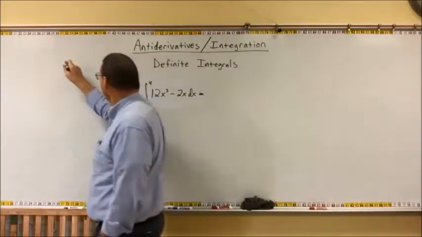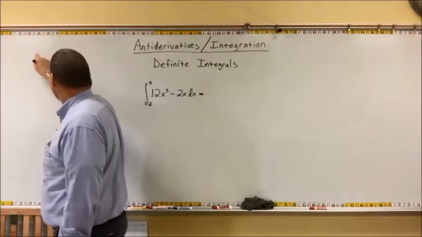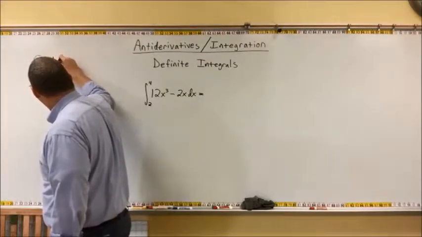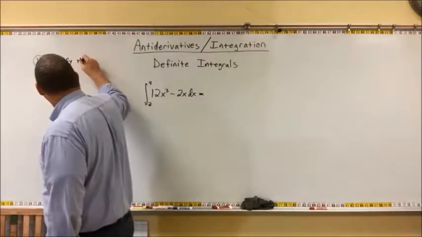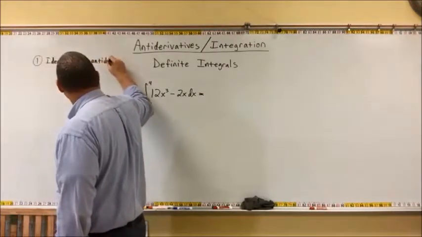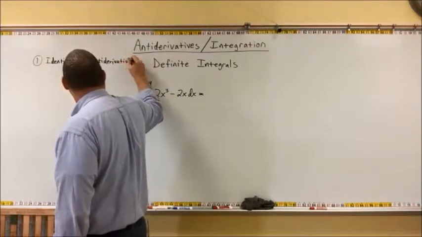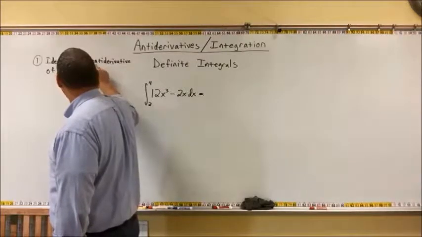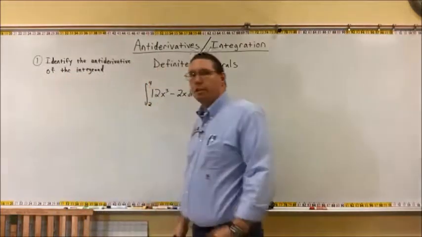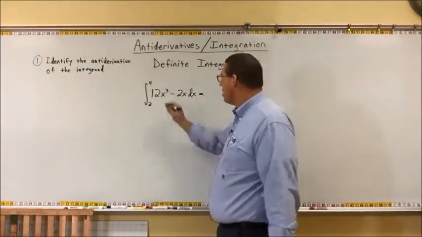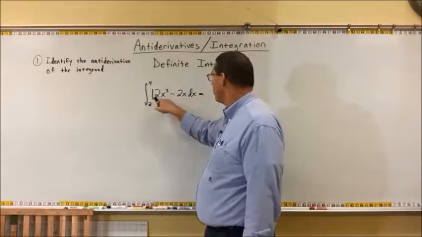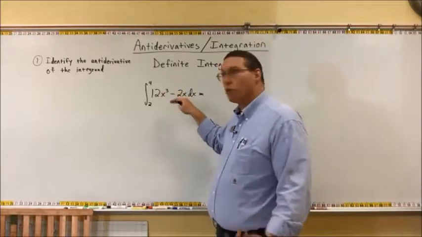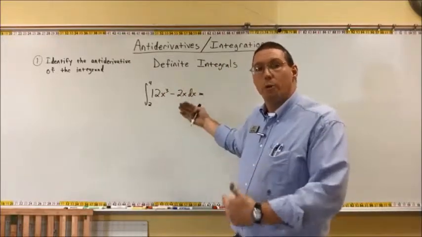Your very first step. Step one, now this is the way I do it. Step one, identify the antiderivative of the integrand. Now, you may say, Mr. Ryan, I don't know what an integrand is. Well, I did mention it in a previous video. The integrand is the expression on the inside of the integral. So in this case, 12x to the third minus 2x, that is the integrand. And that's what we take the integral of. That's what we find the antiderivative of when we're doing an antiderivative.